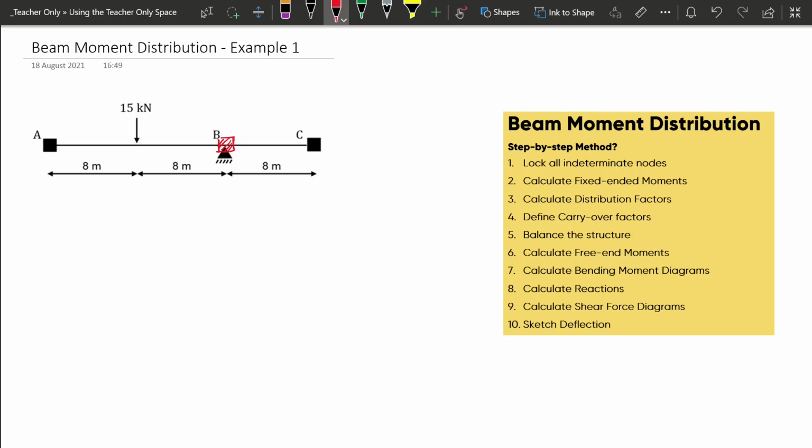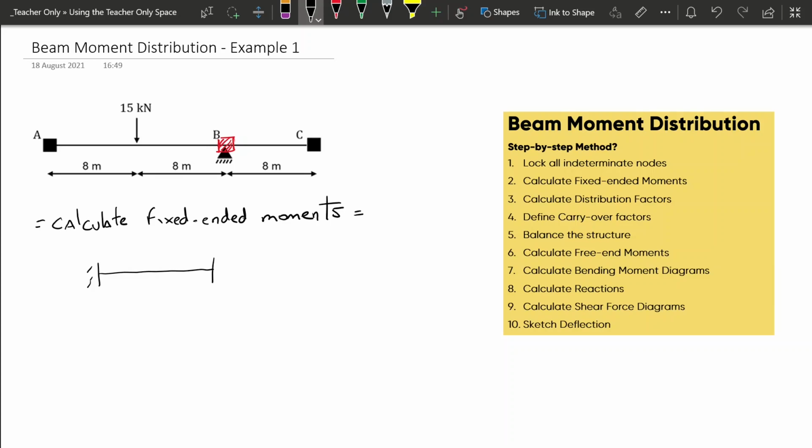The next step then is to calculate fixed end moments. So here we only need to know one thing. If there's a fixed bar with a length L and a load F, the moment that we're going to see in the two supports is FL divided by 8. In this particular case, FL over 8 is going to be 15 times 16 divided by 8, which is equal to 30.